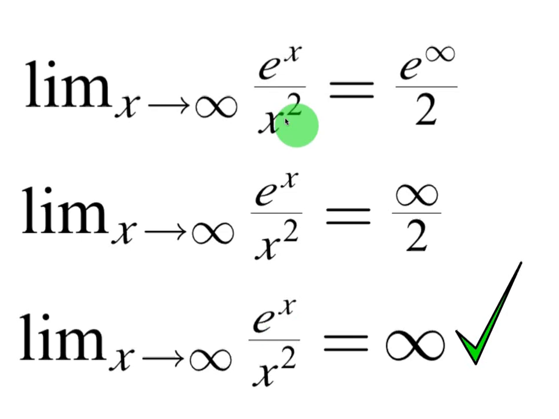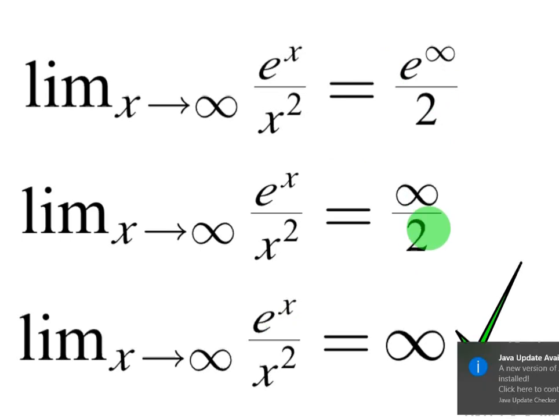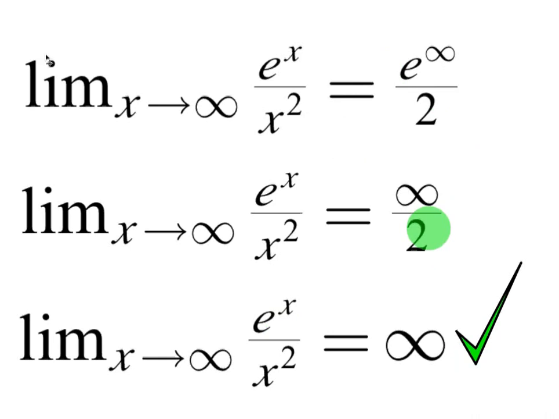Why? Because we can plug in infinity at the top. It's still going to be infinity like before. However, for the bottom, if you plug in infinity, there's nothing to plug in, right? It's still going to be 2. There's no x value to plug in. So you get 2 on the bottom. And we know that infinity over 2 is infinity.